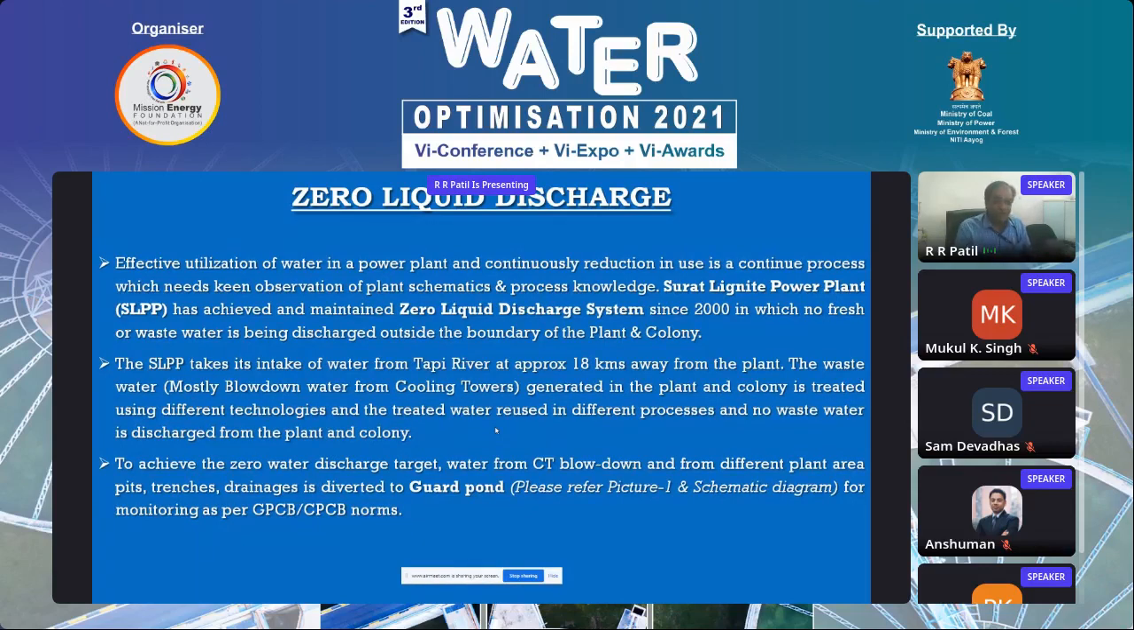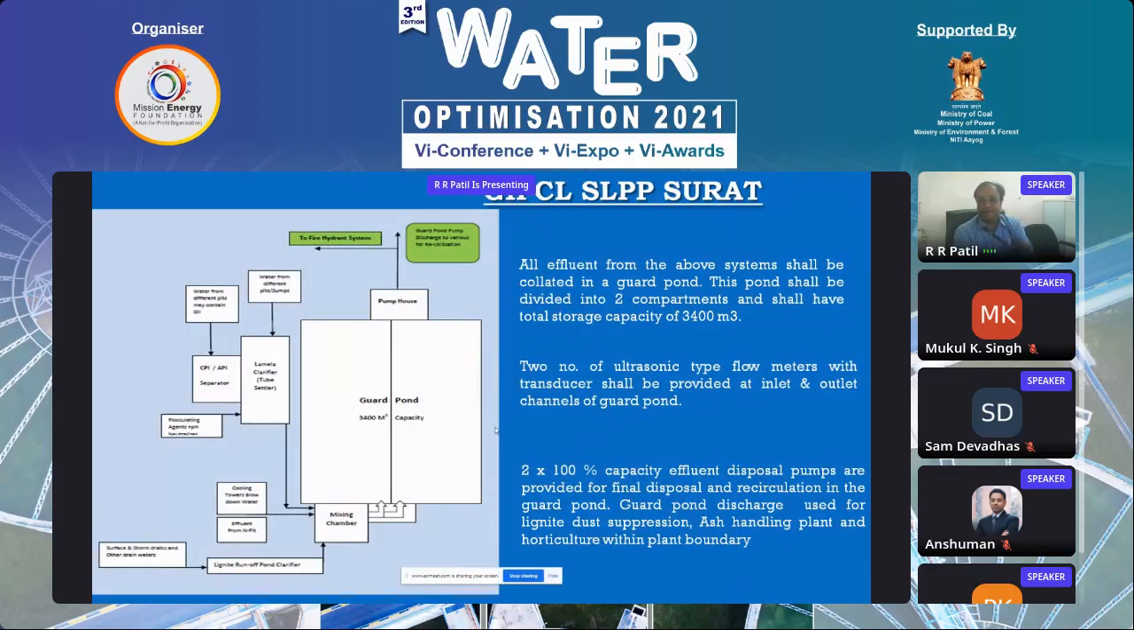The wastewater is generated mostly from the cooling tower blowdowns, which is treated by adopting different technologies in our plant. To achieve the zero discharge facility, we have installed an effluent treatment plant, ETP. In the effluent treatment plant, we collect all the wastewater, which has two compartments and a capacity of 3400 cubic meters. At the inlet and outlet, a flow meter is installed to monitor the wastewater, and 2 × 100% waste disposal pumps are also installed in the guard pond.